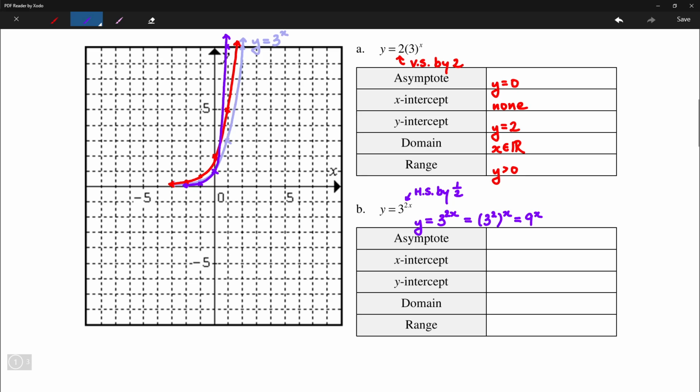Okay, so the asymptote, still y is just equal to 0 because we didn't do any translation in this case. No x-intercepts. The y-intercept is going to be just 1. Again, we can simply let x equal 0 to evaluate what the y-intercept is going to be. There is no change in the domain as before, and finally no change in the range either. So y is just greater than 0.